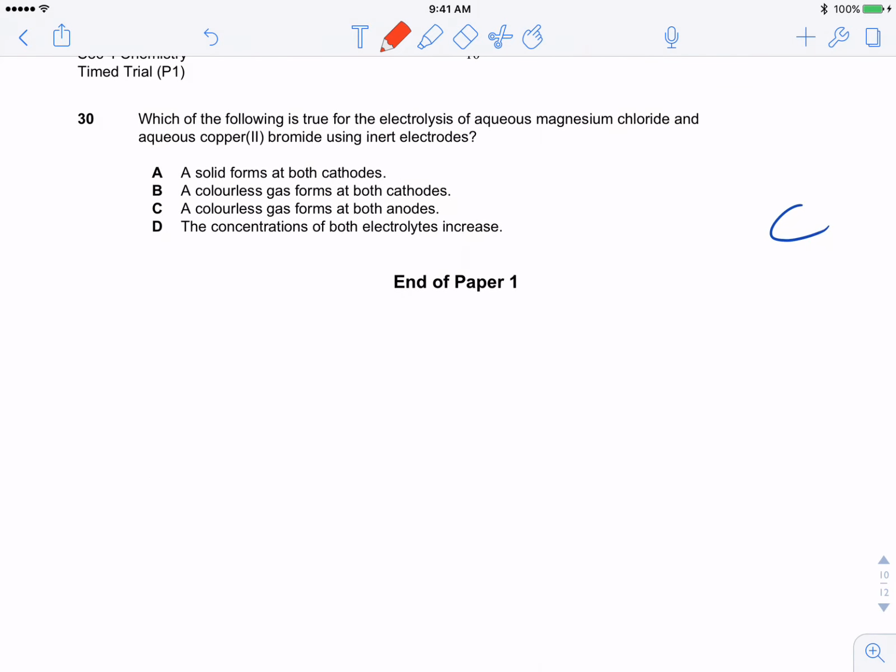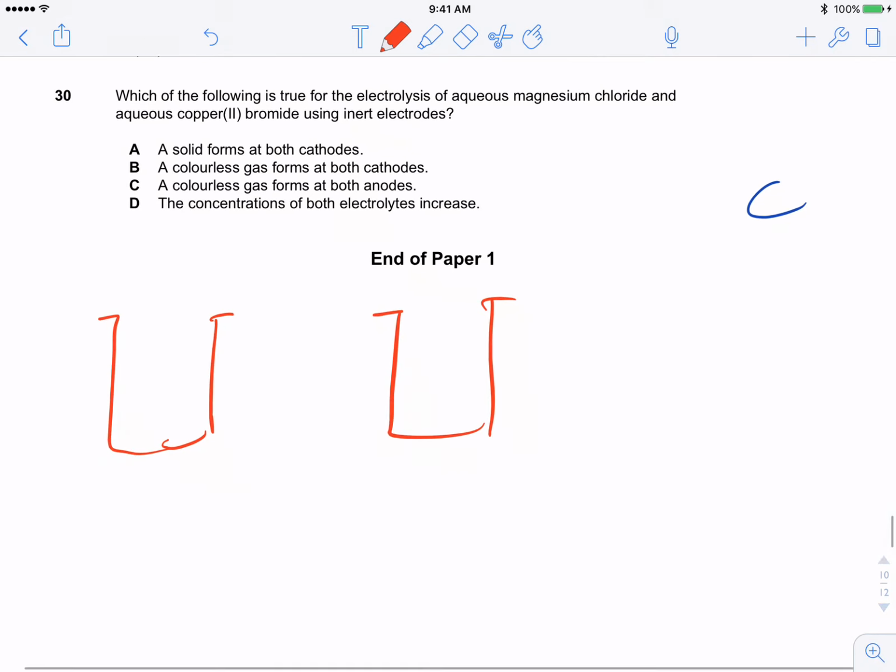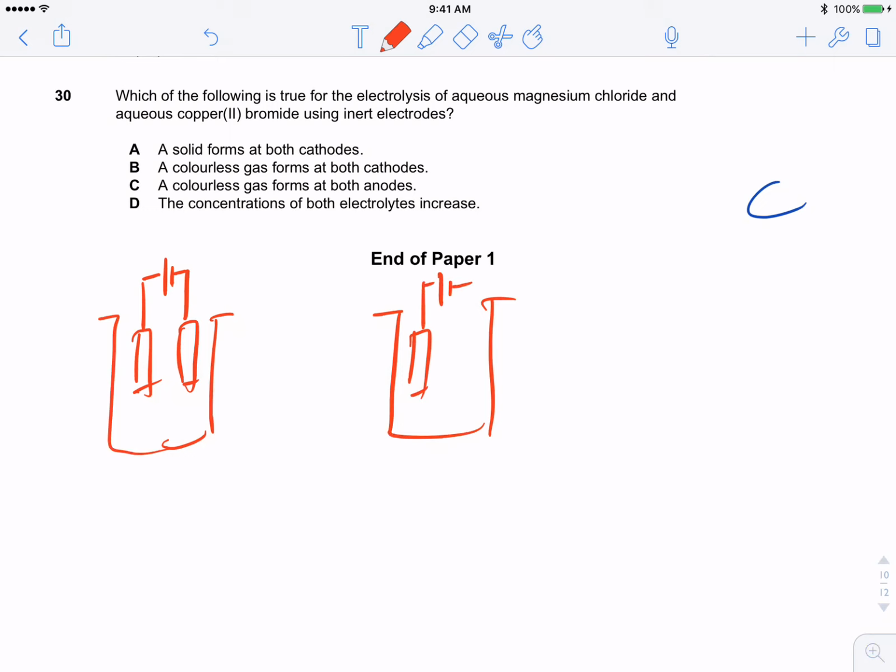Question 30. Which of the following is true for the electrolysis of aqueous magnesium chloride and aqueous copper 2 bromide using inert electrode? Actually this one I didn't have to draw a diagram, but let me just draw it so you can visualize better. Whenever it's an inert electrode, it's very simple. Things are a lot easier because we do not think about the reactive metal. Just ignore the electrode. Positive, negative. This will attract the anion. This is the anode. This is the cathode.